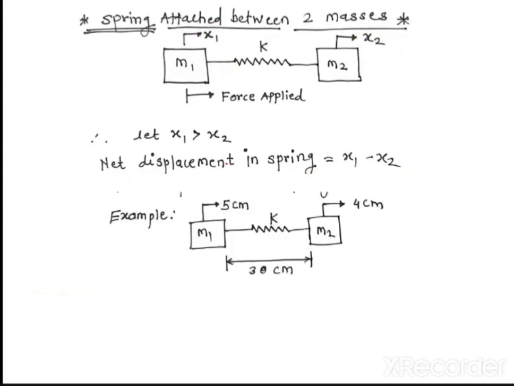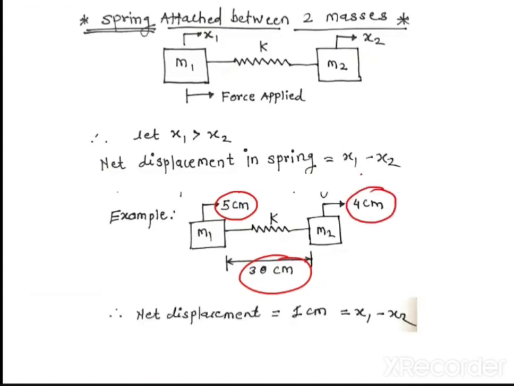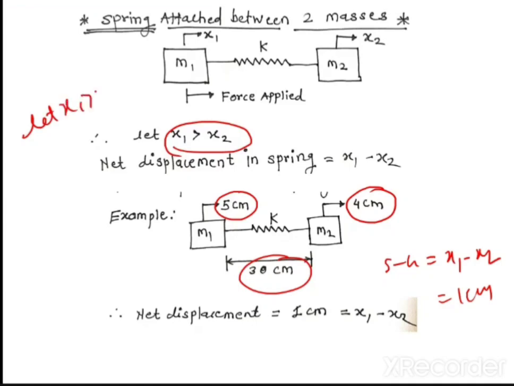For example, let us say the total length of the spring is 30 cm, x1 is 5 cm, and x2 is 4 cm. Now what is the net displacement? The net displacement will be 1 cm, that is 5 minus 4, that is x1 minus x2. So what is the net displacement in your spring? 1 cm. How was it calculated? x1 minus x2, and what did I assume? x1 is greater than x2. You always have to assume this: let x1 be greater than x2.